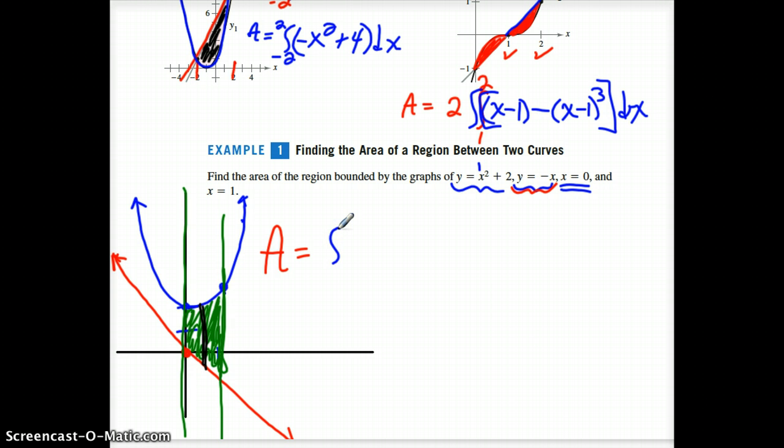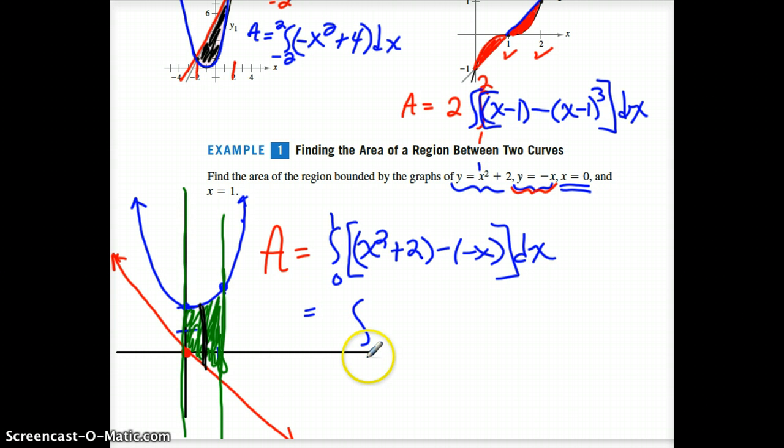So I'm going to sum up, and on this one I'm going from 0 to 1 on the x-axis, and I need to have the blue function, which is on the top, the parabola, minus the lower function, the line, dx. Well, I'm going to clean up that integrand, and when I do, 0 to 1, I get x squared plus x plus 2 dx.